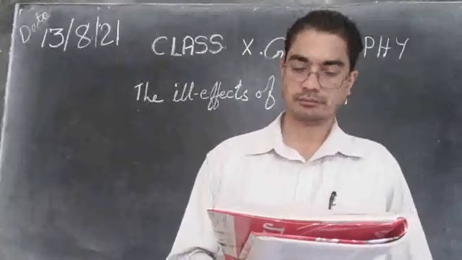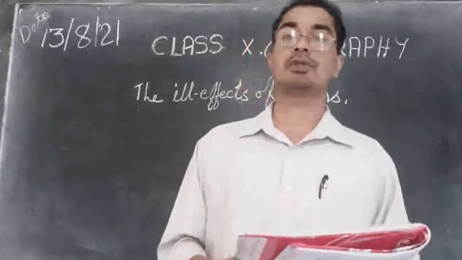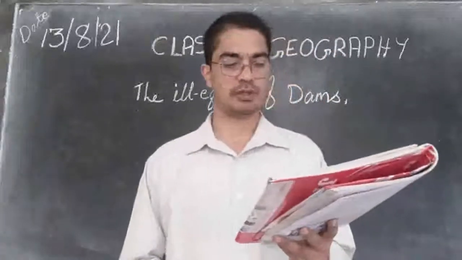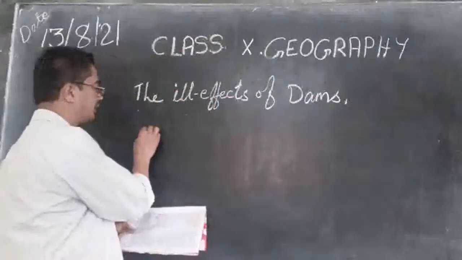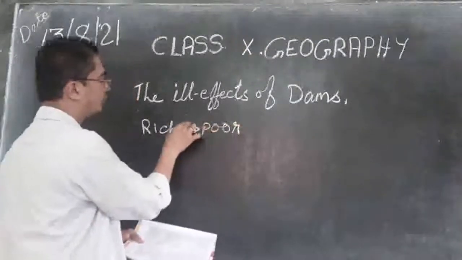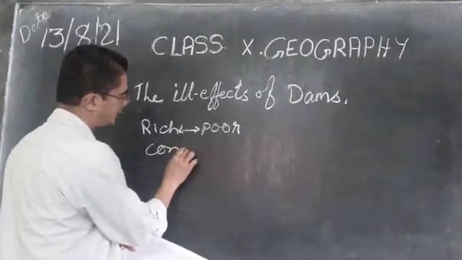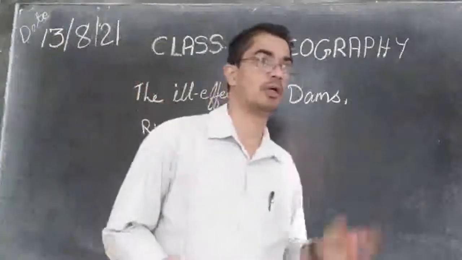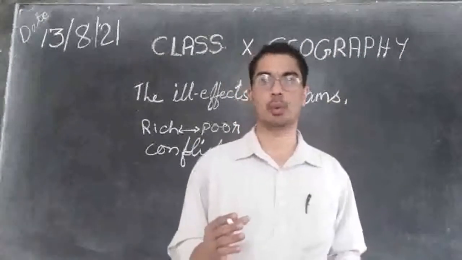As we can see, the dams did create conflicts between people wanting different uses and benefits from the same water resources. So that is another ill effect that we are going to study. One thing we said is that it is increasing the gap between rich and poor. Another one is conflicts, fights. It creates conflicts. Very often we can see reports in the newspapers that people are fighting for water.